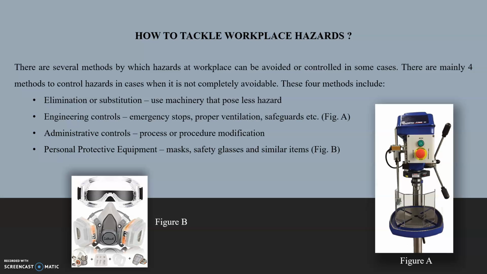Another category is by using administrative controls. With this method, the process or procedure of manufacturing is modified to avoid hazards. The final method is by using personal protective equipment. This includes all sorts of safety equipment that protect the operator. A couple of examples are shown in the figure, which includes safety glasses and gas mask.